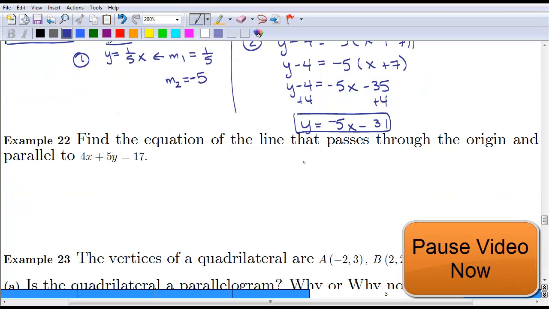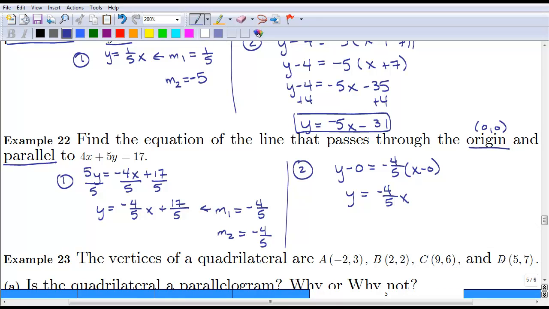I want you to pause the video now and try this next example. Notice that in this case we're keeping things parallel, so our slopes are going to be equal, and it's passing through the origin, which can be thought of as the point 0, 0. So take a second, work through this problem, and then resume the video to see if you have the correct answer. In this case, you should have found that your slope was negative 4/5, and since this is parallel, we keep that slope. We don't change anything. And then all we have to do is plug in our point 0, 0, which happens to be our y-intercept, and we end up with an equation of a line, which is y equals negative 4/5 x.